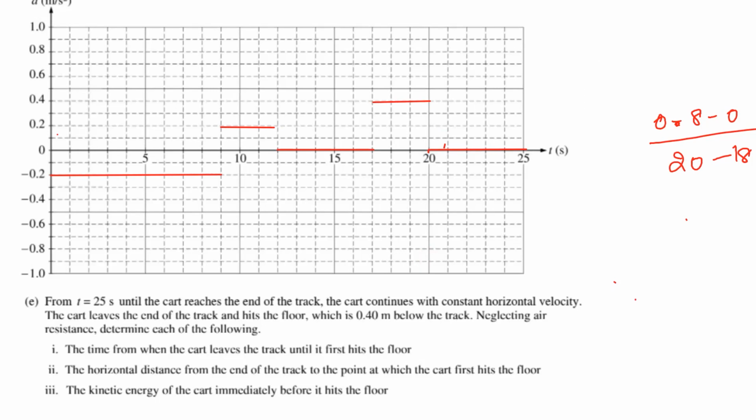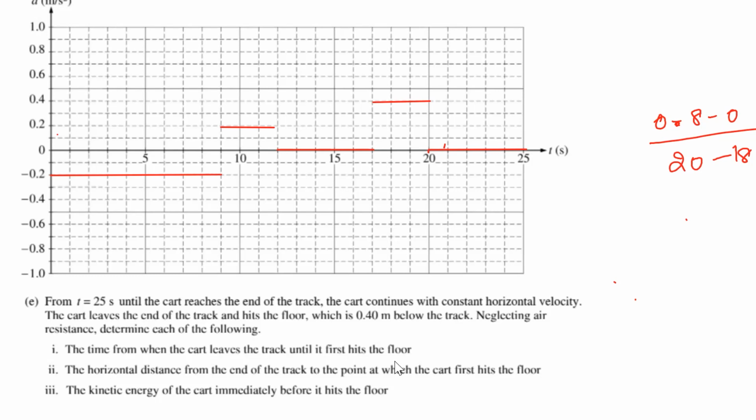Now the next part is from t equal to 25 seconds until the cart reaches the end of the track. The cart continues with the constant horizontal velocity. The cart leaves the end of the track and hits the floor, which is 0.40 meter below the track. Neglecting air resistance, determine each of the following. The time from which the cart leaves the track until it first hits the floor.